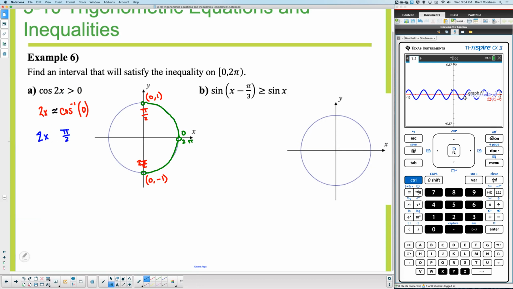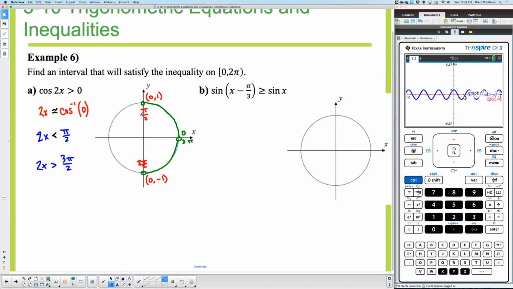2x would have to be less than pi over 2, because it's got to be in between here. And then we'd also have another interval to solve where 2x is greater than 3 pi over 2. Now, why am I saying that? Because cosine is x, and we need to be on the right side of those two values.